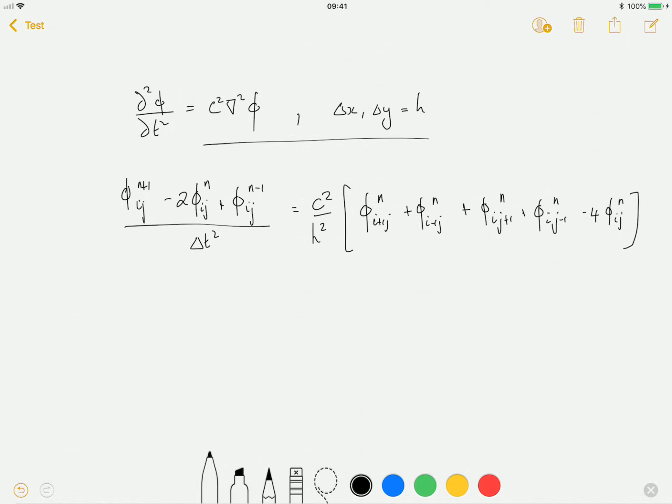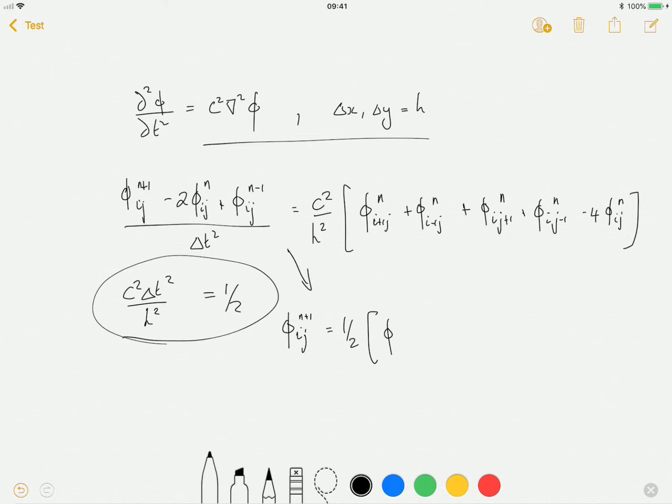Okay, and now if we set the condition that c squared delta t squared over h squared is equal to a half, and note that this is the maximum value for stability, then we can derive the following from this equation, that is that φ_{i,j}^{n+1} equals a half multiplied by (φ_{i−1,j}^n + φ_{i+1,j}^n + φ_{i,j−1}^n + φ_{i,j+1}^n) minus φ_{i,j}^{n−1}.